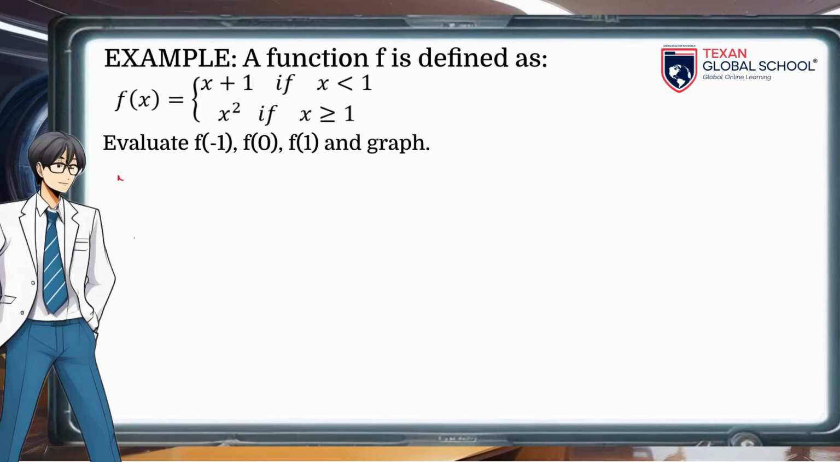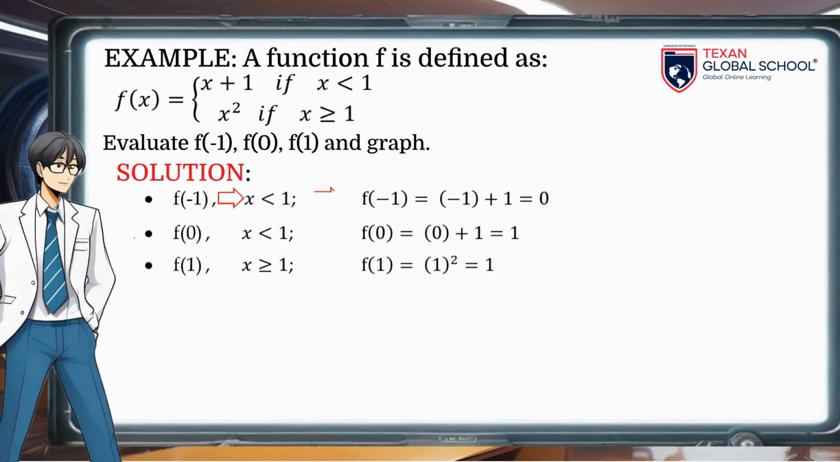Let's evaluate in the graph. To perform the evaluation, analyze the value of the given abscissa and the interval in which it falls. This will define the function in which it will be substituted to obtain the ordinate. Since f of -1 is asked, x is equal to -1 and falls in the interval when x is less than 1. So by substituting into x plus 1, the result is 0.